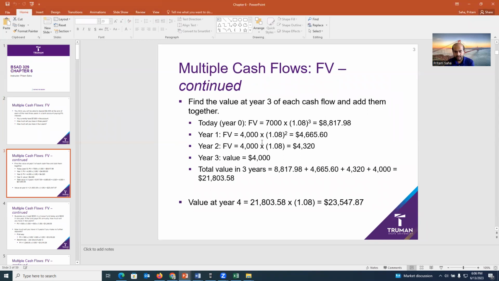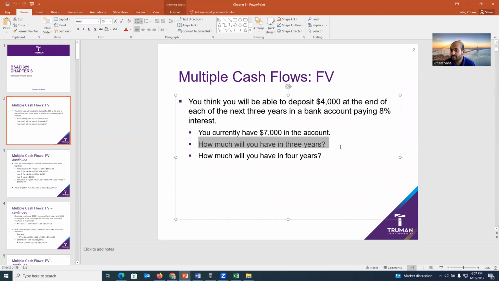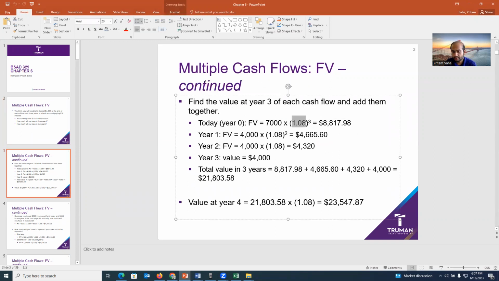So basically, if you look carefully, the 7,000 you have today can grow for 3 years. Your project has a timeline of 3 years. So we are talking about this project first. Right now you have 7,000 at year zero that can grow for 3 years: 7,000 times 1.08 to the power 3. End of year one, you can deposit 4,000 that can grow 2 years. End of year two, you can deposit 4,000 that can grow 1 year. End of year three, you can deposit 4,000, but that's not going to grow because the project is ending there. So the sum of this is the total value in 3 years. Make sense?